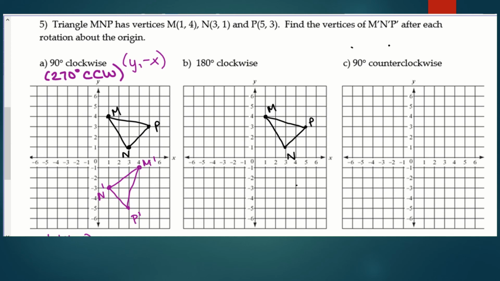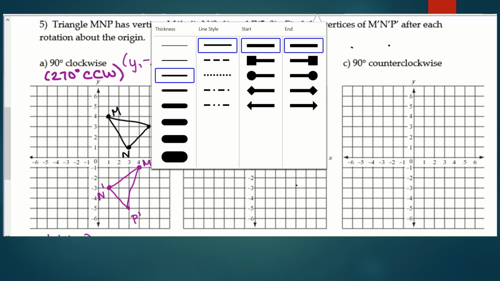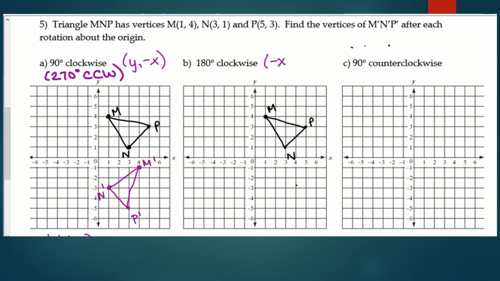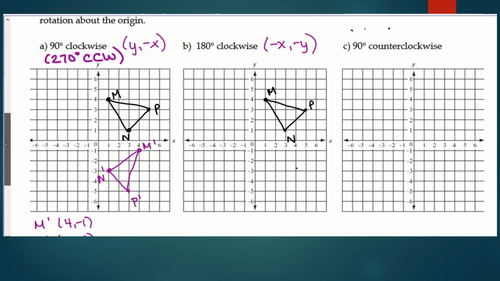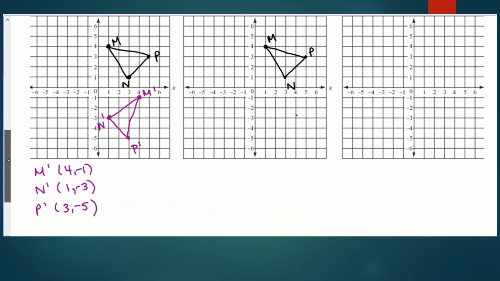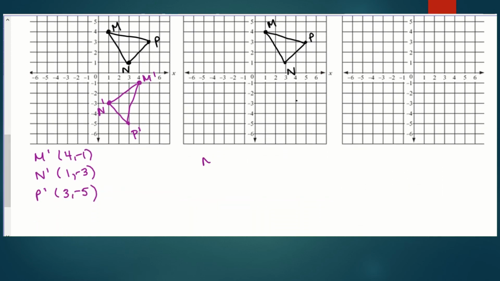Now we're going to do a 180 degree clockwise rotation, which is the same thing as a 180 degree counterclockwise rotation. So if I wanted to apply the rule here, the rule would be (x, y) goes to (negative x, negative y). So M prime, if I follow that rule, should be located at (negative 1, negative 4). N prime should be located at (negative 3, negative 1). And P prime should be located at (negative 5, negative 3). So let's see how we do.